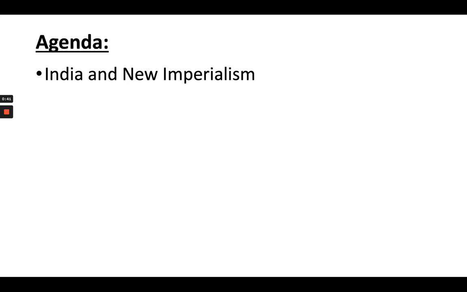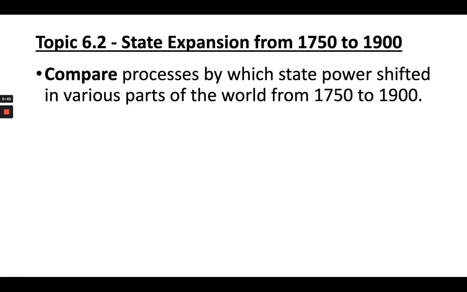Our agenda for today, we're looking at India and new imperialism. So this is aligning with topic 6.2 of our AP course description. And our objective is you will be able to compare processes by which state power shifted in various parts of the world from 1750 to 1900. Specifically, we're going to be looking at India.